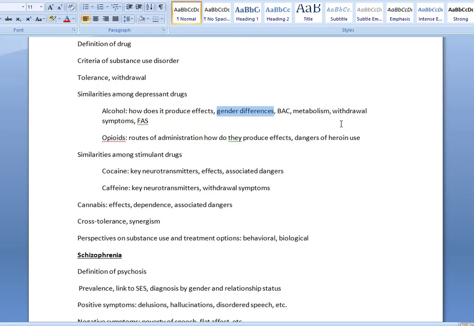We talked about how when it comes to alcohol, there are gender differences. Part of this has to do with your body composition, as far as how much a person weighs, as far as what percentage they have of muscle versus fat, but also the fact that women have less of an enzyme that breaks down alcohol, and therefore alcohol stays in the woman's system longer. So all things being equal, a woman will see greater effects from alcohol than a man will.